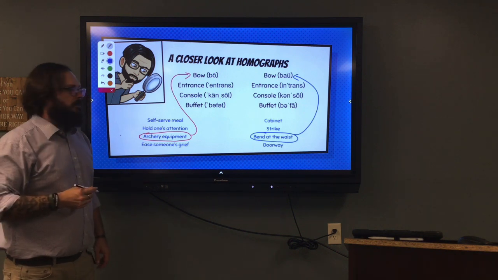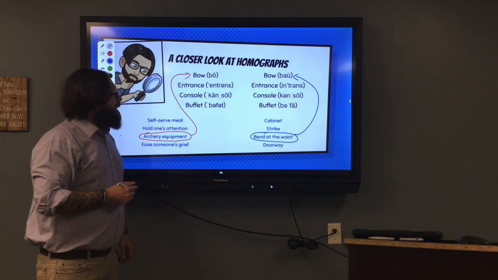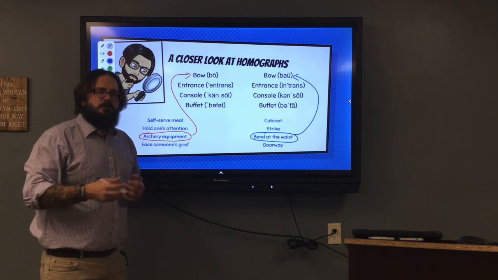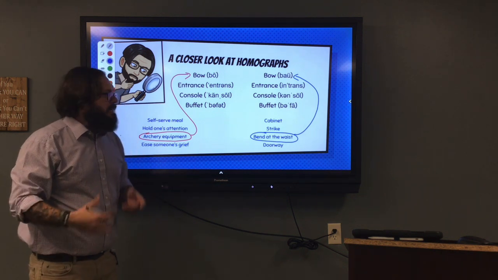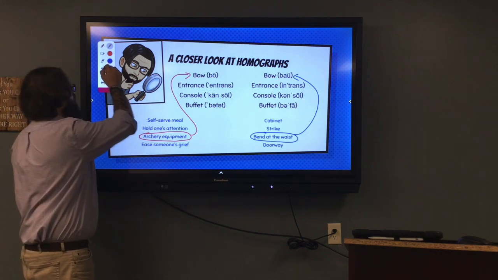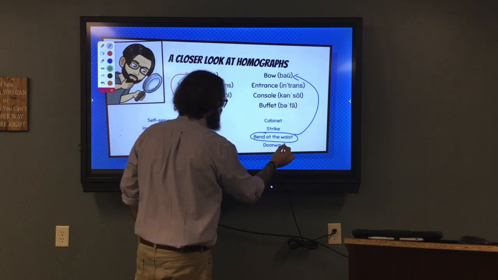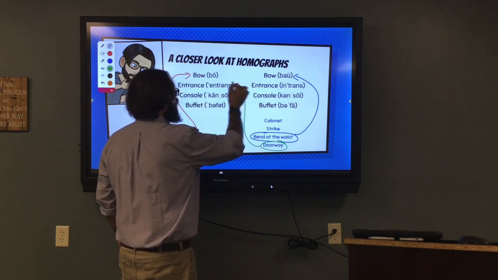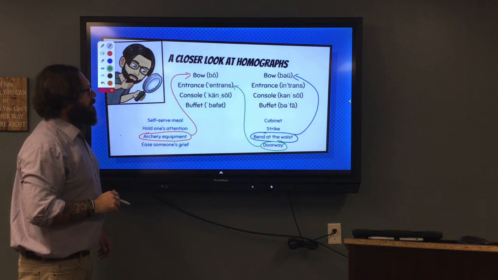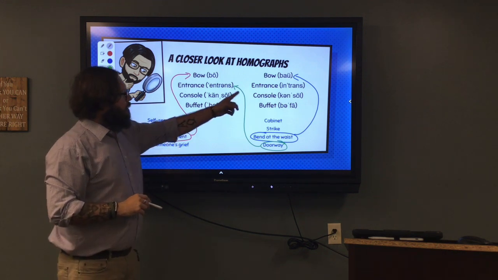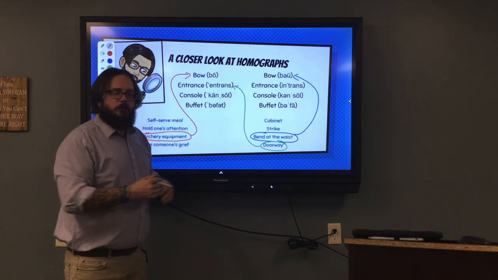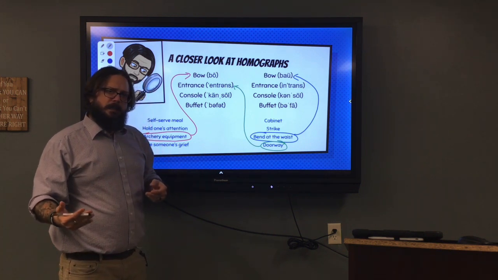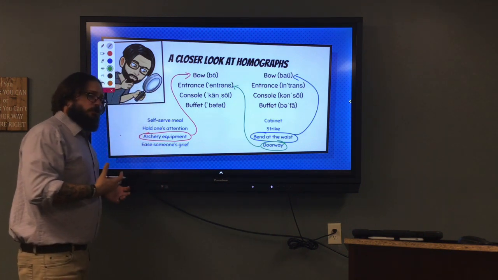Entrance. All right, what is an entrance? Well, if we go through an entrance, we're going through a doorway into a room. So entrance is a doorway. Now our other word here looks just like it, but it is pronounced entrance. So entrance is a doorway.